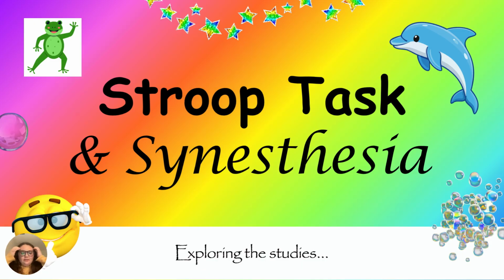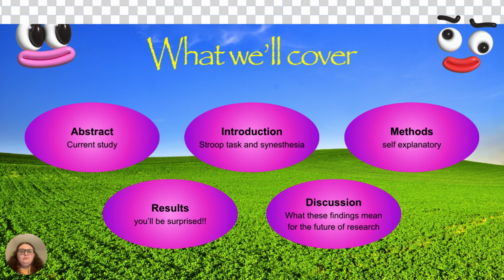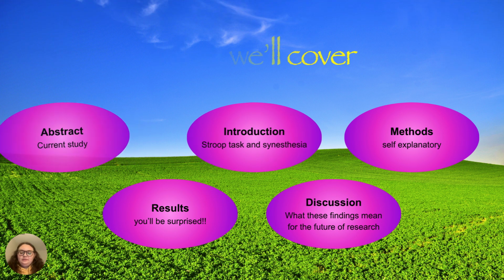Today we will be talking about the Stroop task and synesthesia, specifically grapheme color synesthesia, and we will be exploring the studies. What we will cover is the abstract, which is the current study we did in class, the introduction, which is Stroop task and synesthesia, the methods, which are self-explanatory, the results where you'll be surprised, and the discussion, what these findings mean for the future of research.